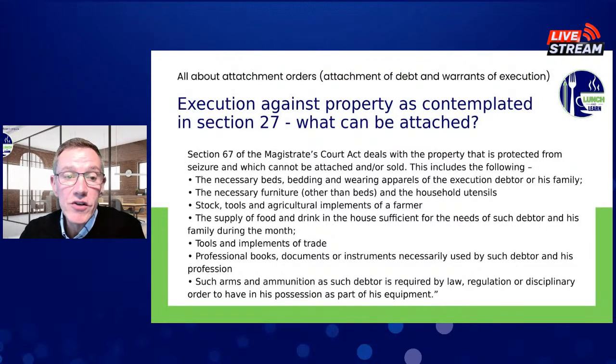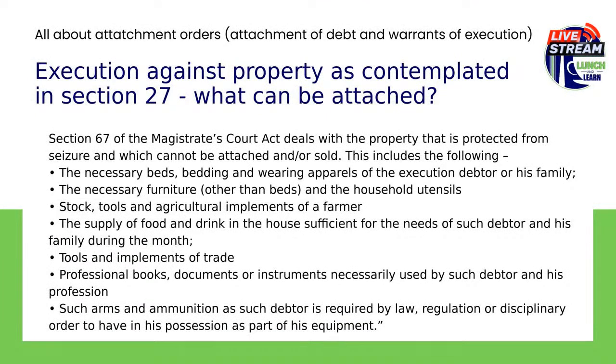Also excluded from judicial attachment is necessary furniture, other than obviously beds, and household utensils. You cannot take pots and pans if that is necessary furniture. Obviously, a TV, DSTV, Xbox, and so forth would not be considered necessary furniture, as well as, for example, a wall unit that serves no purpose. But a stove would be considered necessary furniture, and that would be excluded together with the pots and pans as well. Another thing that cannot be attached is stock, tools, and agricultural implements of a farmer.